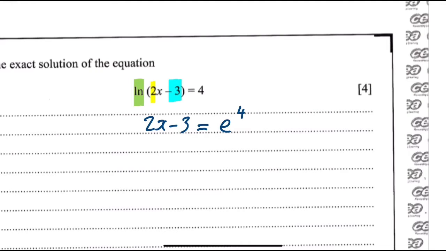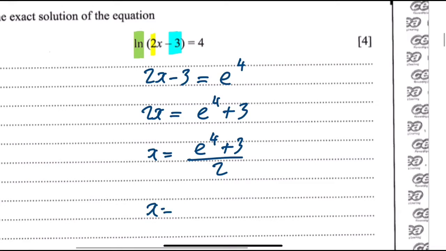And then we had to reverse the taking away 3, so that means we're going to add 3, I should say. And your last line is bring that 2 across, and that's what you could have. You could also write that as x is equal to a half of e to the 4 plus 3. So either of those would work.